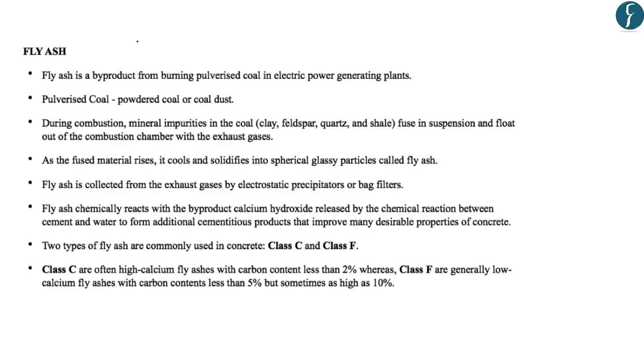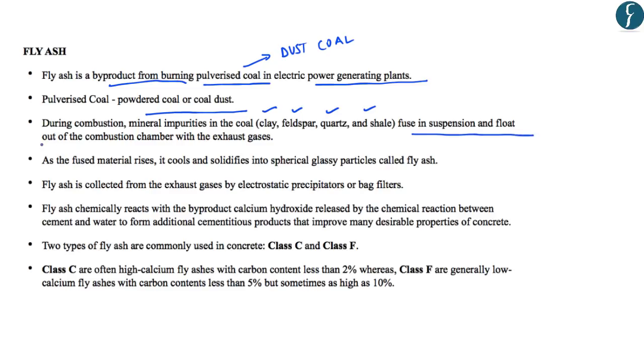Now it says that fly ash is a byproduct from burning pulverized coal, that is dust coal, in electric power generating plants. And during combustion, the mineral impurities in coal, that is clay, feldspar, quartz, and shale, fuse in suspension and float out of the combustion chamber with the exhaust gases. So basically, when pulverized coal is burnt in power generating plants, then this fly ash floats out of the combustion chamber with the exhaust gases.